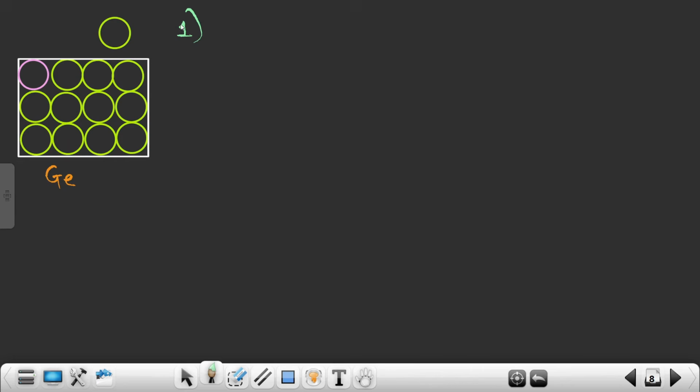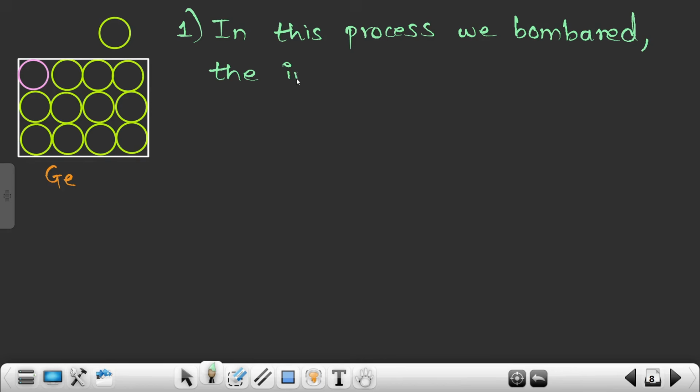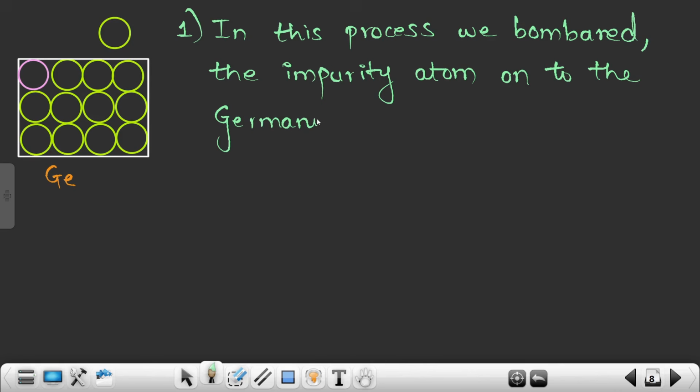So let me just write over here. In this process, we bombard the impurity atom onto the germanium crystal at very high speed. This is the most important point, at very high speed. In this process, we bombard the impurity atom onto the germanium crystal.